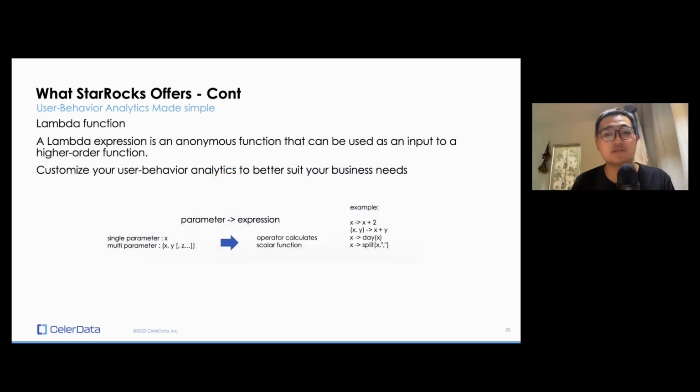And also, StarRocks supports lambda functions, right? A lambda function is an anonymous function that can be used as input to a higher-order function. What is used a lot is in arrays, right? So you can pass functions or expressions in arrays. And what this does is you can use lambda functions to implement your own version of the retention or window funnel function, right? For window funnel and retention, there are many edge cases, and different businesses really want different things, right? The proprietary function can only do so much. If your needs are fairly basic, like what I showed before, it's okay. But if you want more customization, lambda function is the way to go. Okay.